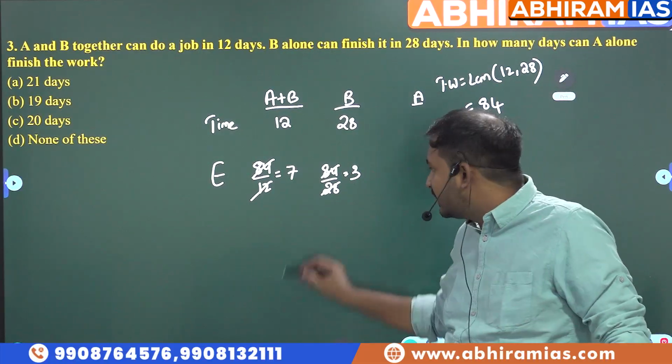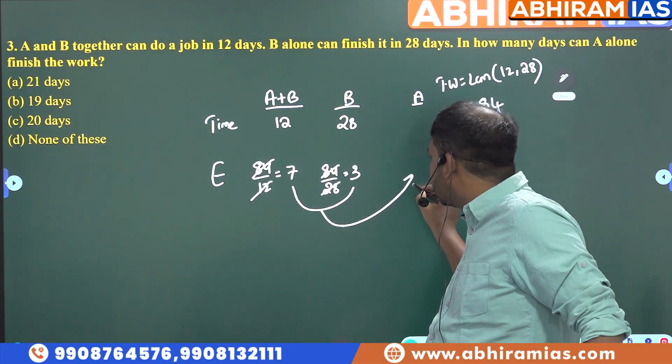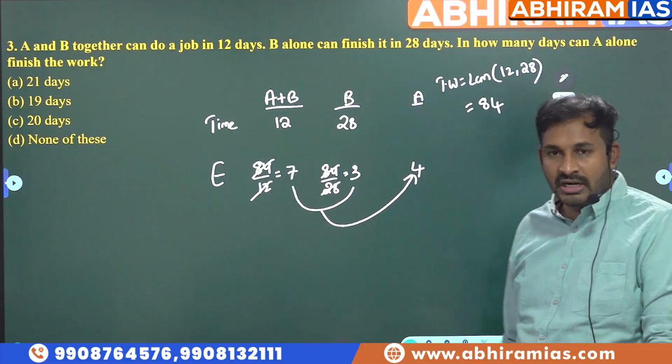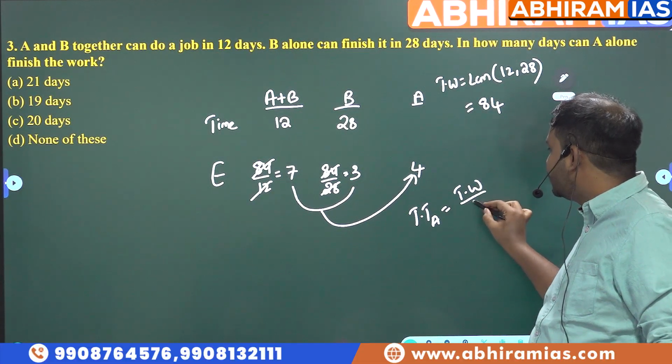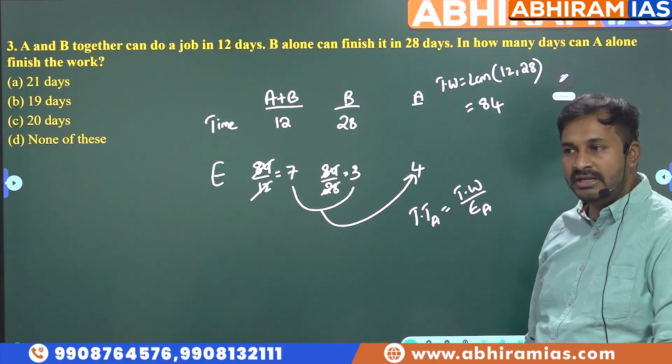Then what happens to A's efficiency here? 4. A's efficiency will be 4. Now, time taken by A means what will we write? Total work by efficiency of A.